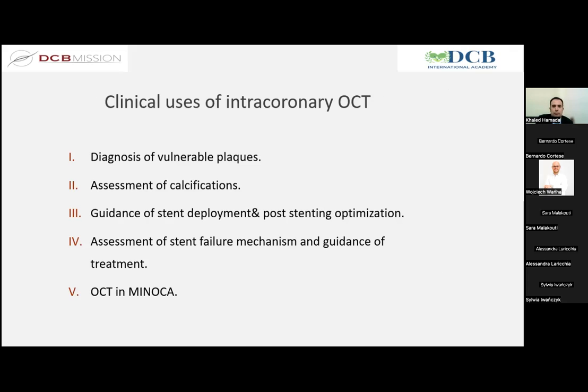Second, clinical uses of intracoronary OCT. We use OCT for diagnosis of vulnerable plaques. Second, assessment of calcification. Third, for guidance of stent deployment and post-stent optimization. Fourth, for assessment of stent failure mechanism and guidance of treatment. And last, for MINOCA.